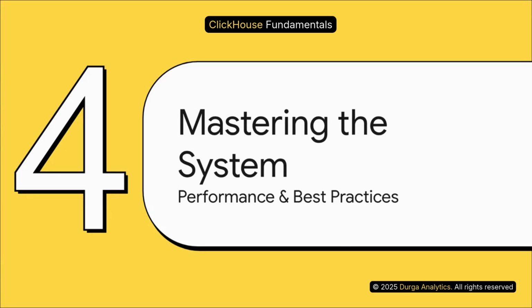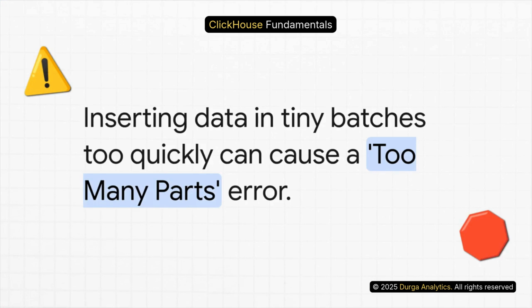So, okay, how does all this internal knowledge translate into our actual jobs as architects and engineers? Well, understanding data parts isn't just academic. It has direct and honestly critical performance implications. One of the most common issues that new users run into is the dreaded too many parts error. This is what happens when you insert data in really small batches really frequently, like one row at a time. You just end up creating new parts way faster than ClickHouse can merge them in the background.